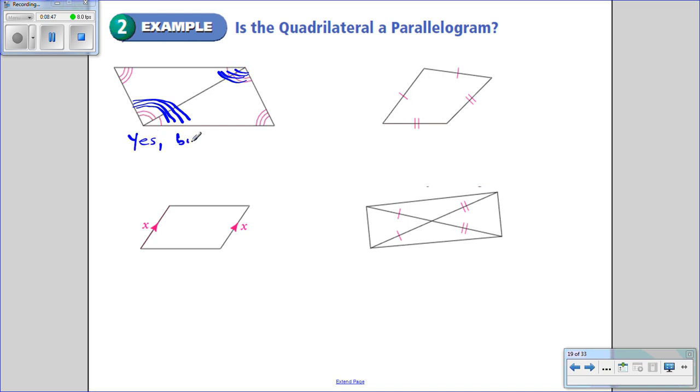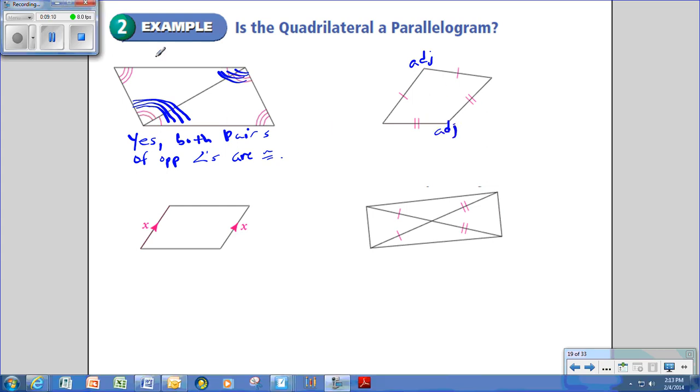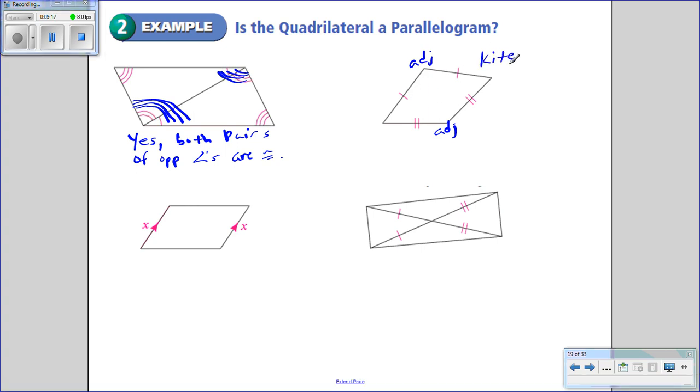Both pairs of opposite angles are congruent. Coming over here to this one, we have 2 sides equal. Now these 2 sides are adjacent. These 2 sides are adjacent. Now when you have 2 pairs of adjacent sides congruent, that actually is a kite. Okay? So this is no. That's not a parallelogram.